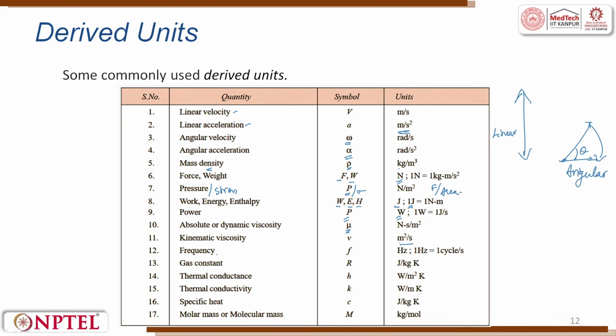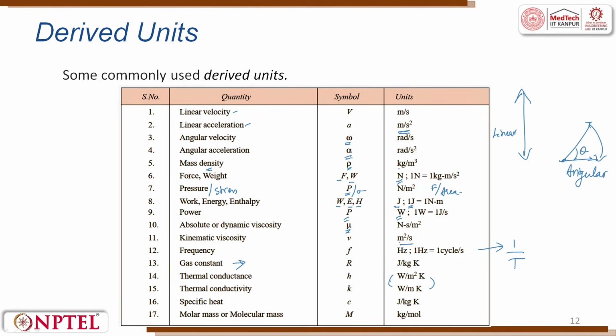Frequency is a time related quantity, expressed as F, which will always be talked about in terms of hertz. What is frequency? Frequency is 1 by time, right. Then gas constant: in pressure and thermodynamics problems, we always use gas constant. Gas constant is expressed as R, which is joule per kg Kelvin. Then thermal conductivity is expressed as K, which is watt per meter Kelvin. Thermal conductance is expressed as H, which is watt per meter square per Kelvin.